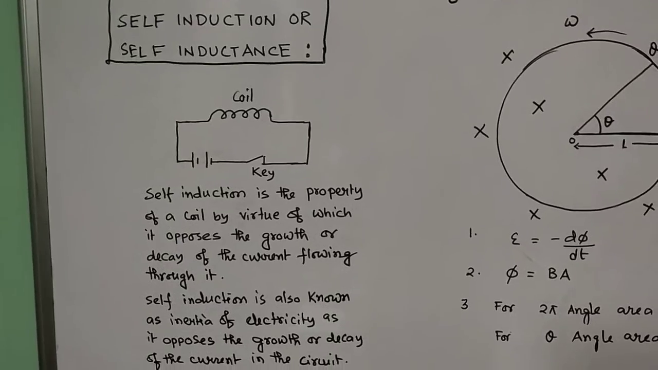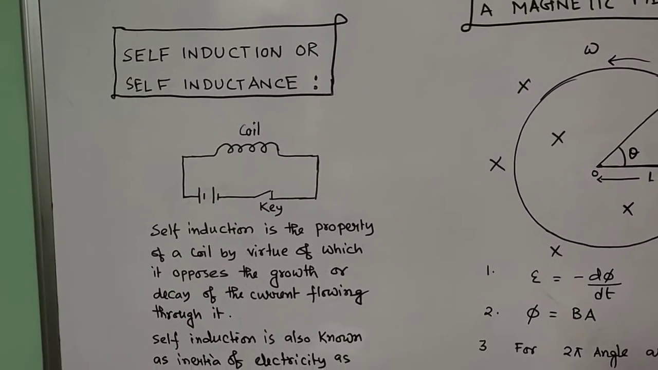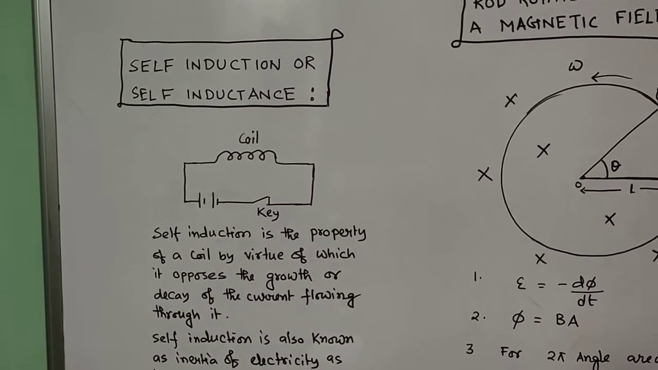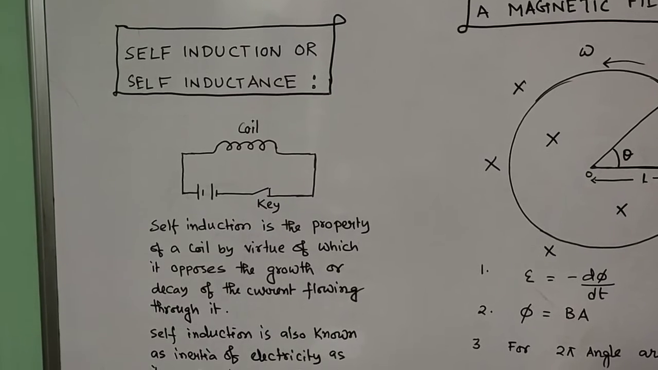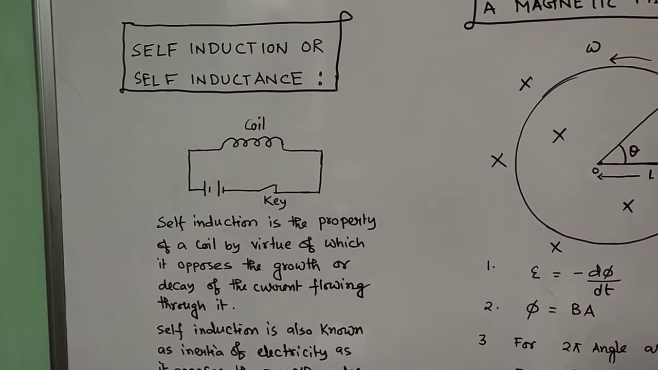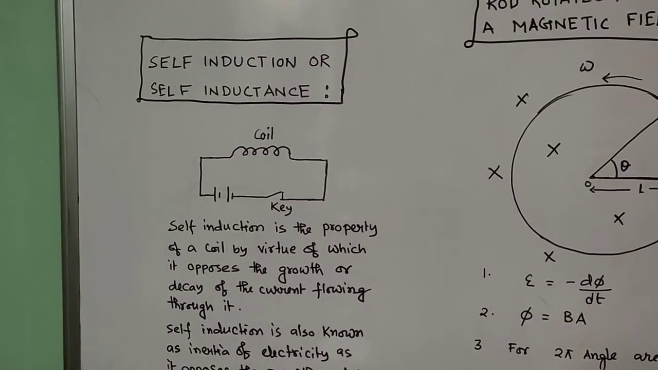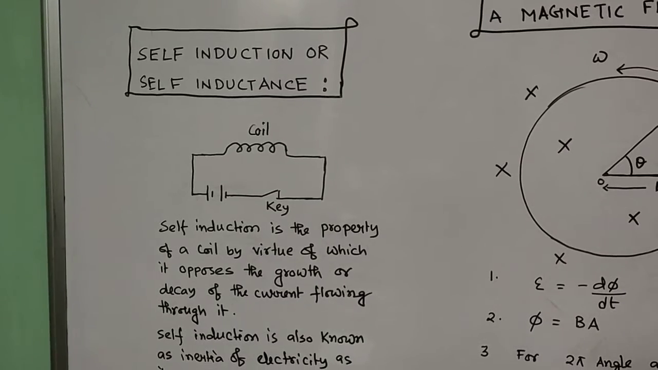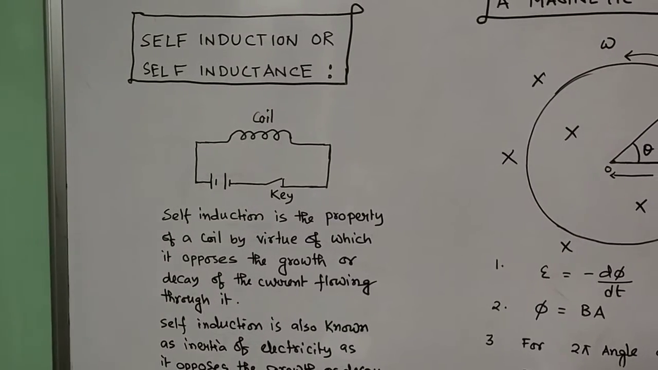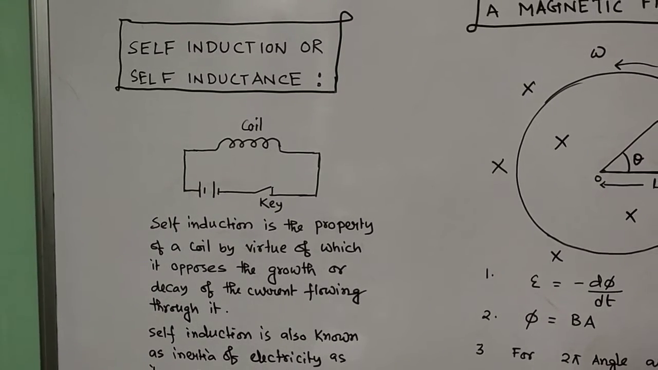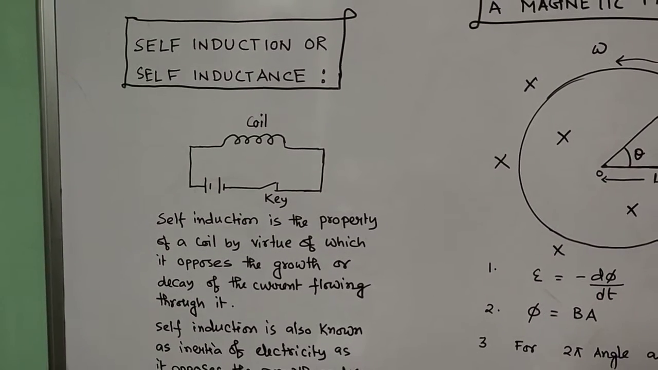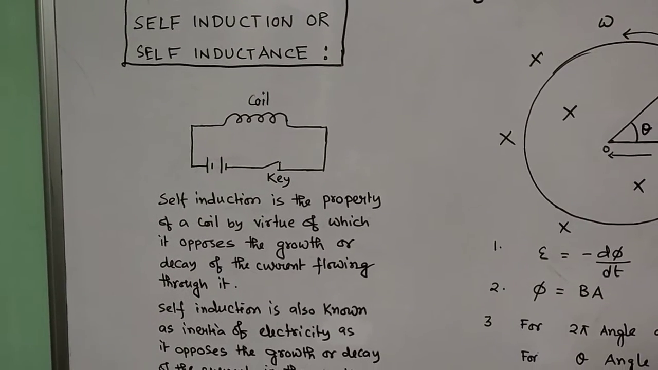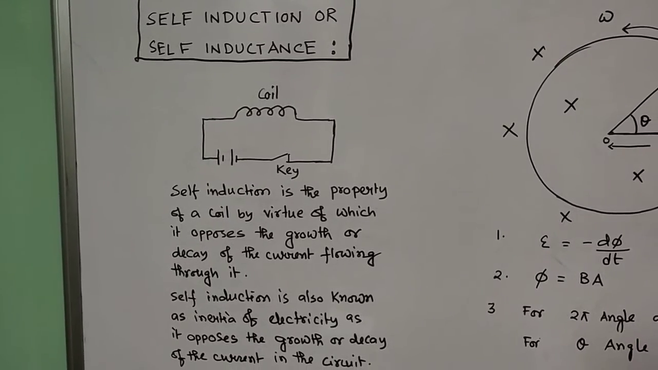Similarly, when you open it, what happens? A decrease in current occurs. So there is a change in flux due to the decrease in current. So this decrease in current induces an EMF and it opposes the decrease in current. So that's why if we open the key, it takes time for the current to cease completely. So this property is nothing but some kind of inertia. So let me repeat. Self-induction is the property of a coil by virtue of which it opposes the growth or decay of the current flowing through it. So this property is known as self-induction.